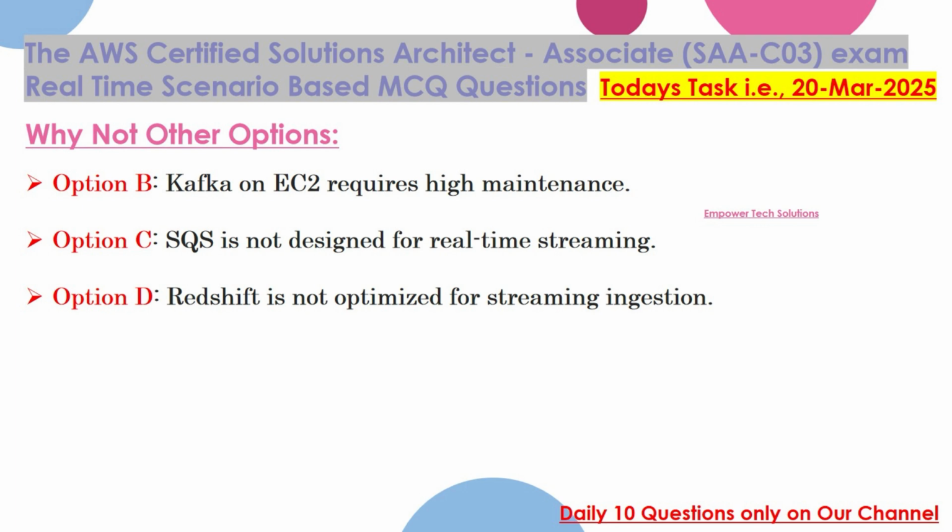Option B, Kafka on EC2 requires high maintenance. Option C, SQS is not designed for real-time streaming. Option D, Redshift is not optimized for streaming ingestion.